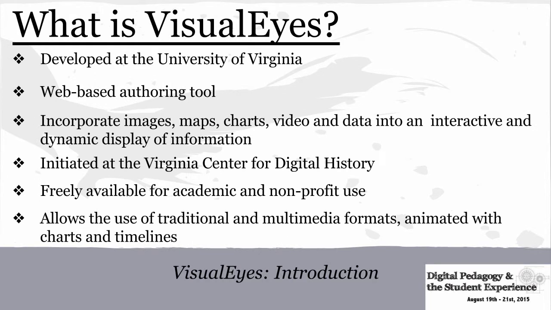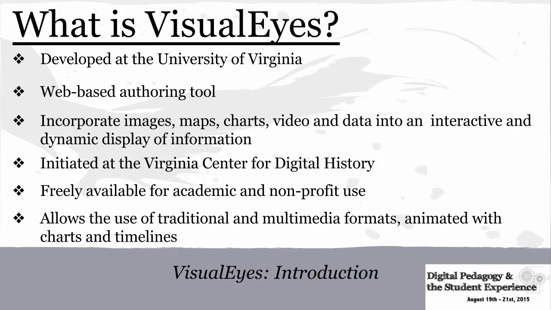What is VisualEyes? VisualEyes was developed at the University of Virginia as a web-based authoring tool to incorporate images, maps, charts, videos, and data into an interactive and dynamic display of information. The project was initiated at the Virginia Center for Digital History, and it's currently freely available for academic and nonprofit use. Personally, I think it's an exceptional tool that offers a creative and intelligent visualization of information.